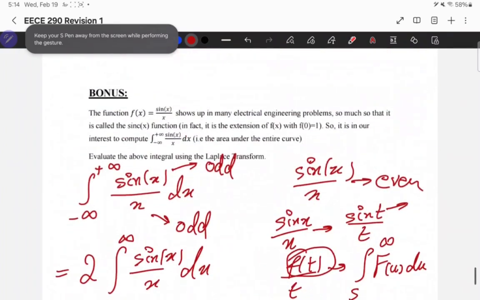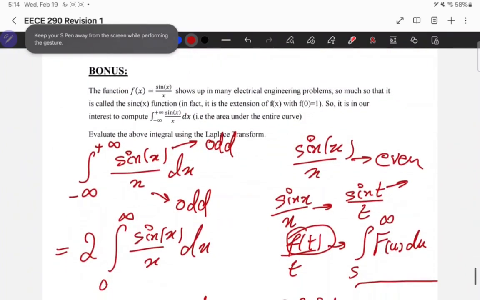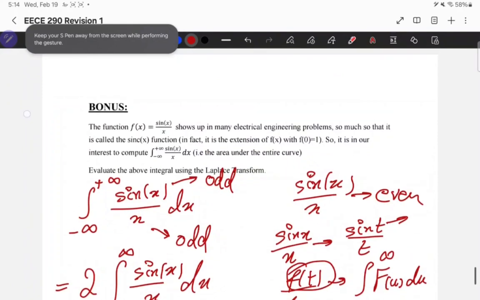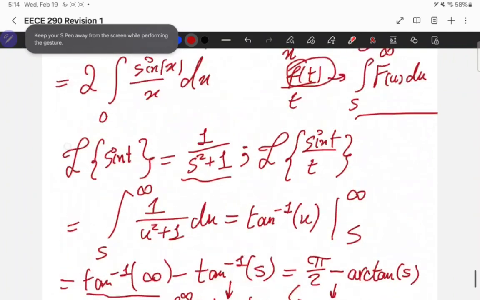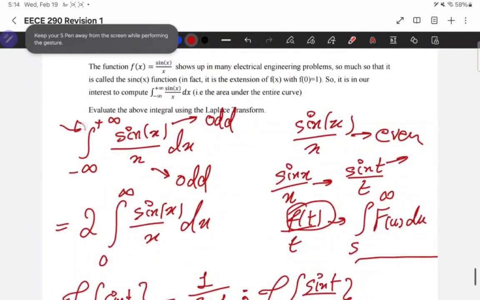Of course, I'd say it's high level. It won't come in exams. You don't need to solve it, but it's an interesting problem. For those of you who are curious, we can find the integral of this using the Laplace transform and evaluate. Its evaluation is pi. Okay, so that's it for the revision session.